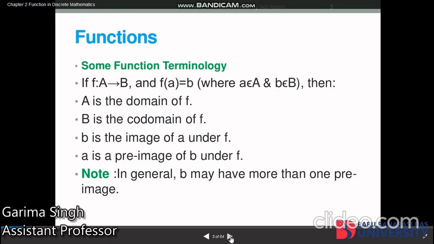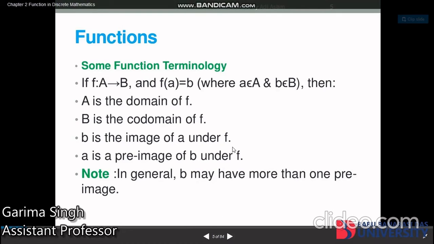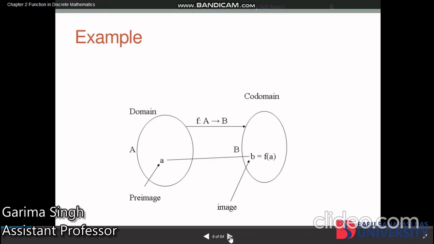Some function terminology. If f: A → B and f(a) = b, where a belongs to A and b belongs to B, then A is the domain of f, B is the codomain of f, b is the image of a under f and a is the pre-image of b under f. In general, b may have more than one pre-image. This is the example we have discussed in the previous example. This is the pre-image. This is the domain. This is the codomain. This is the image.